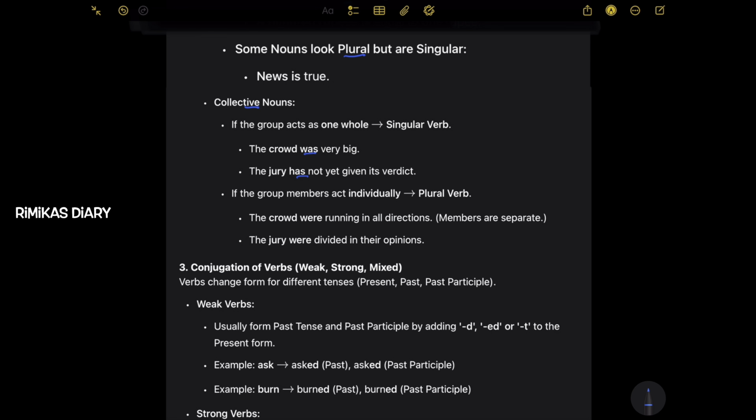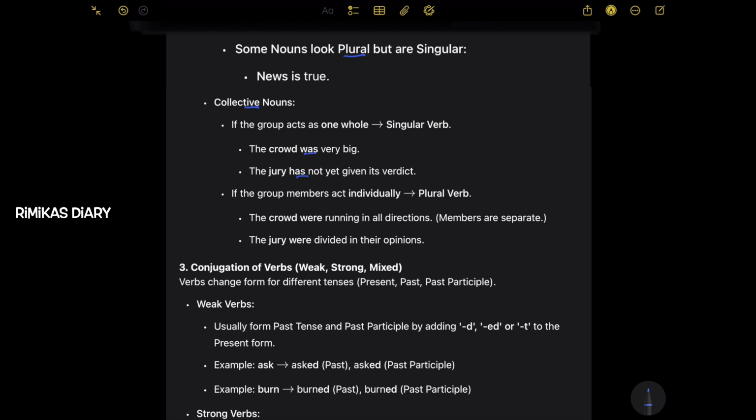Rise versus raise. Rise, intransitive verb. To go up by itself. So present rise, past rose, past participle risen. Example, the sun rises in the east. Raise, transitive verb. To lift something up. Present raise, past raised, past participle raised. Example, my father raised his stick to hit me.